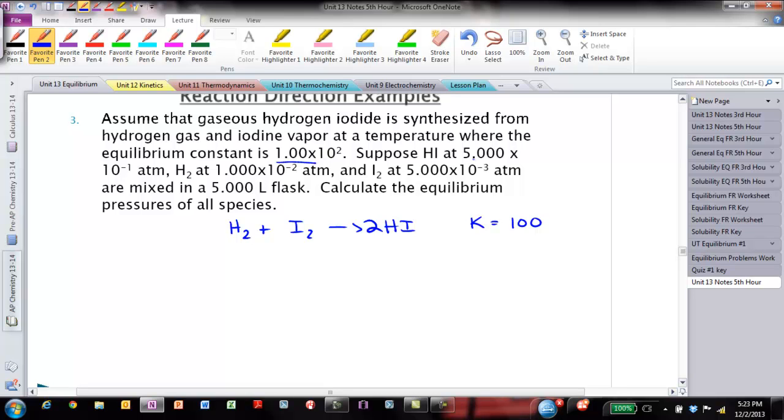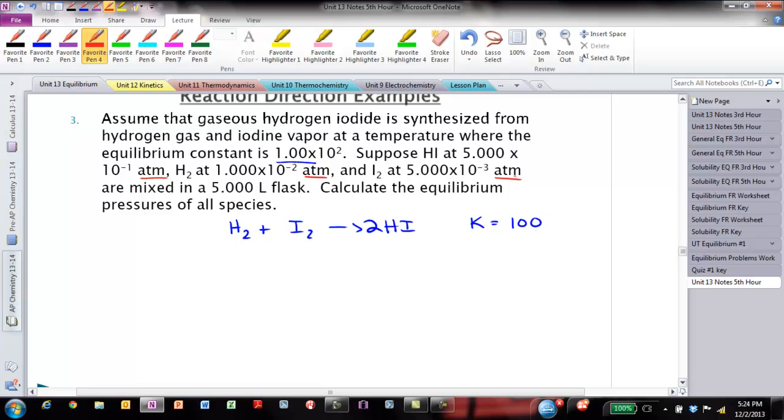And it says, suppose that hydrogen iodide at 5 times 10 to the negative first atm, and H2 at 1 times 10 to the negative 2 atm, and iodine at 5 times 10 to the negative 3 atm are mixed in a 5-liter flask. Calculate the equilibrium pressures of all species. Okay, so we're in pressures. So we're going to go ahead and deal with that.